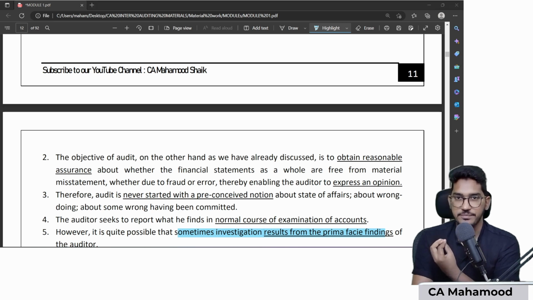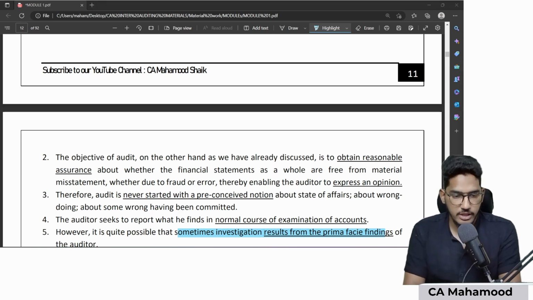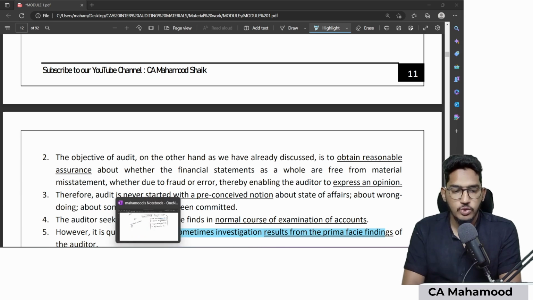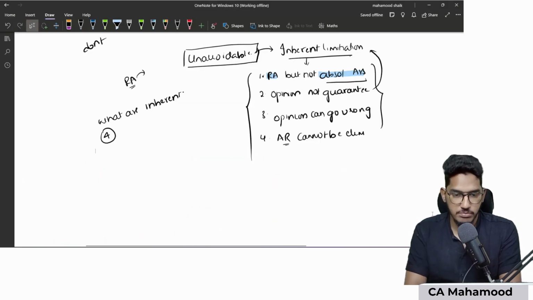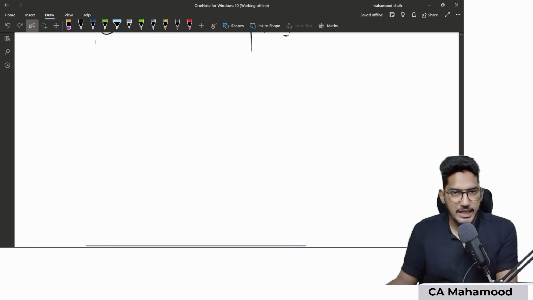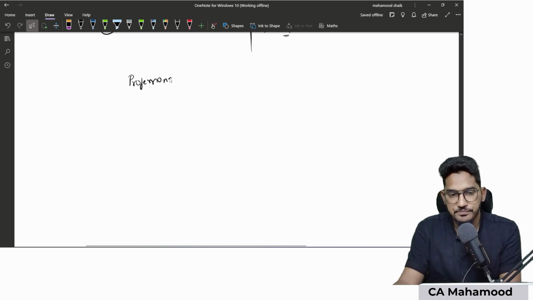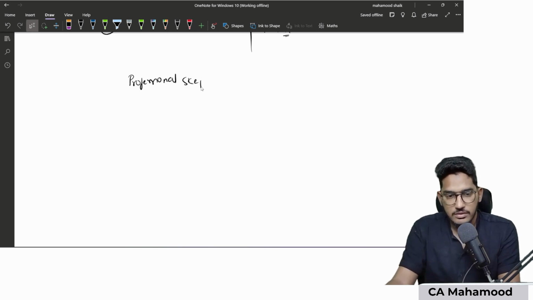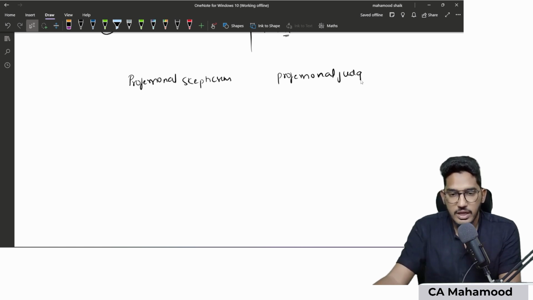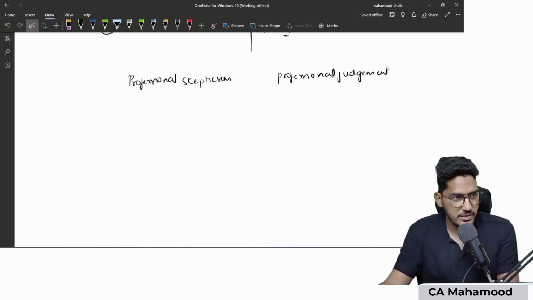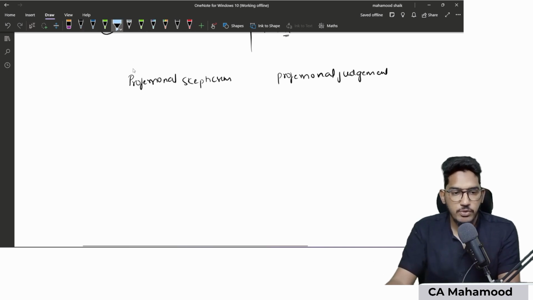Clear, everybody? Next one. Let us now proceed further with the remaining concepts. Now we will discuss two important characteristics which every auditor must possess. So what are those two characteristics? Let me list them out. Number one is professional skepticism, and number two is professional judgment. So there are two important characteristics or qualities, you can say, which every auditor must possess. Number one is professional skepticism, and the other one is professional judgment.